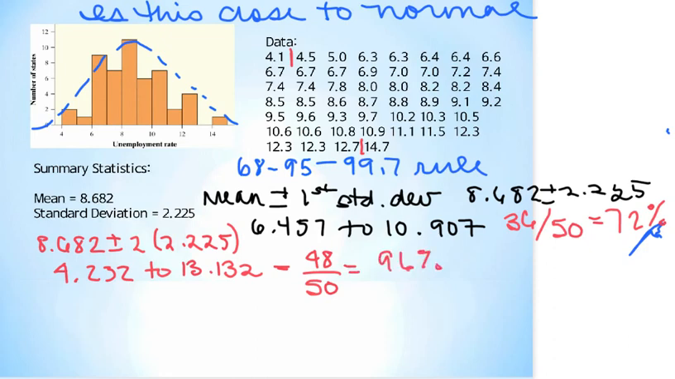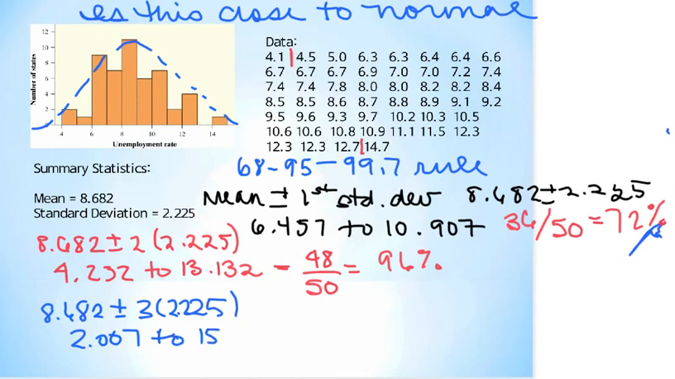And then our last one is 8.682 plus or minus 3 standard deviations, 2.225, sorry guys. If we plug it into our calculators, we get 2.007 to 15.5357. Handy for us, that encompasses everything. I don't have anything above 3 standard deviations, not even 3.4. So this is all of my numbers, 50 out of 50, so that's 100%.